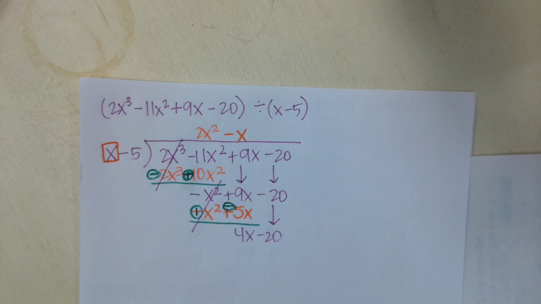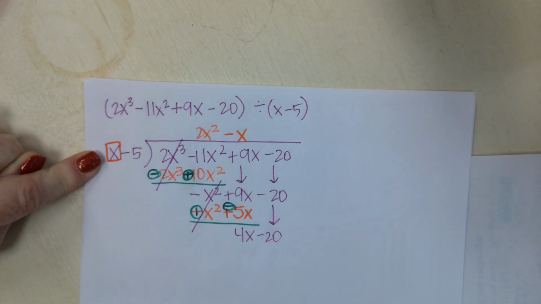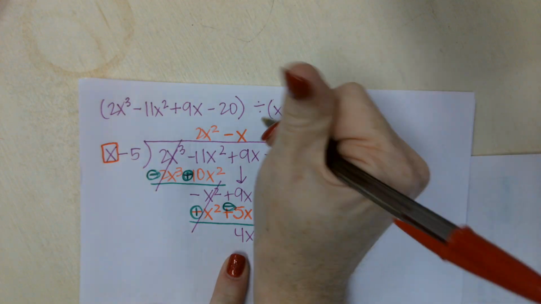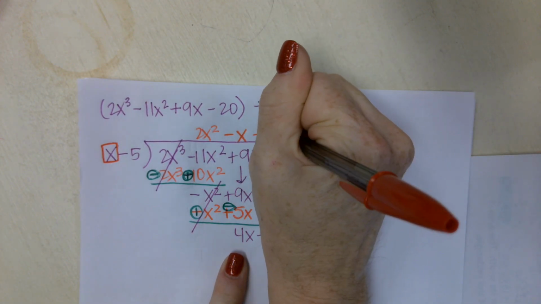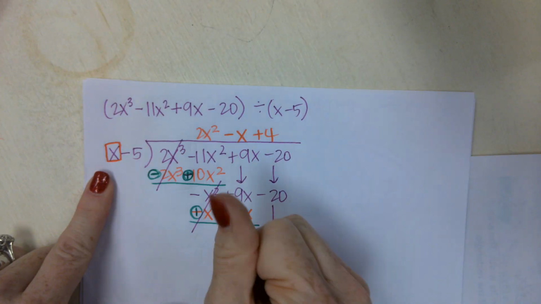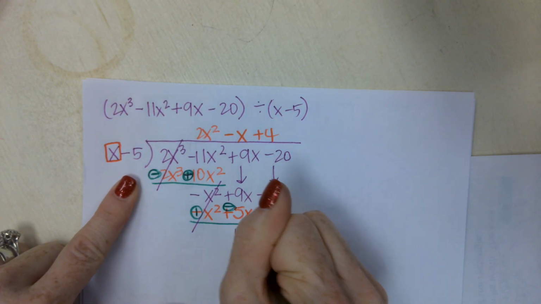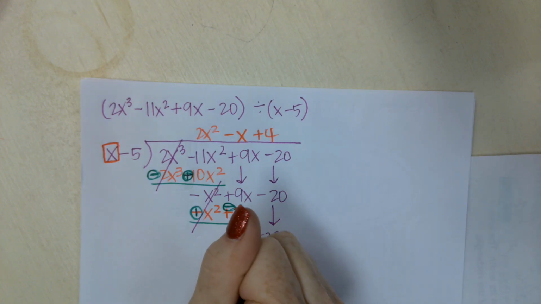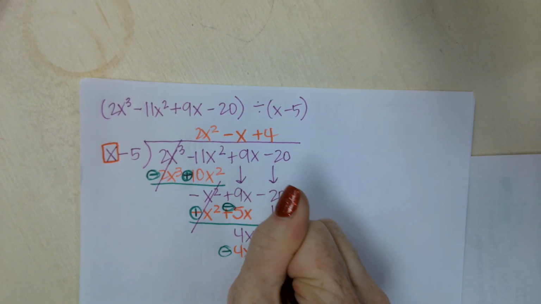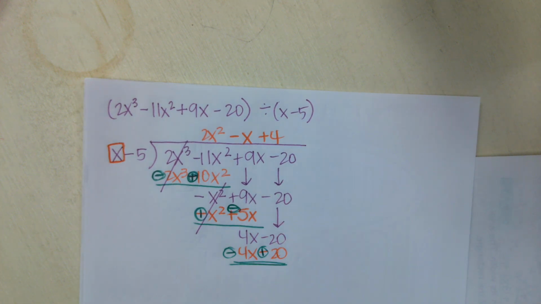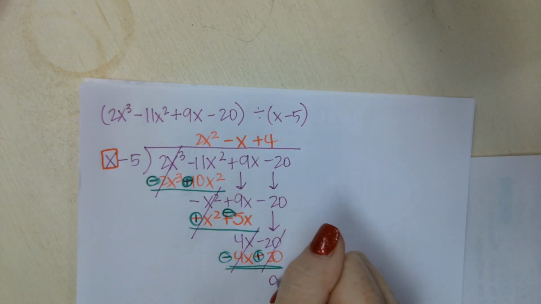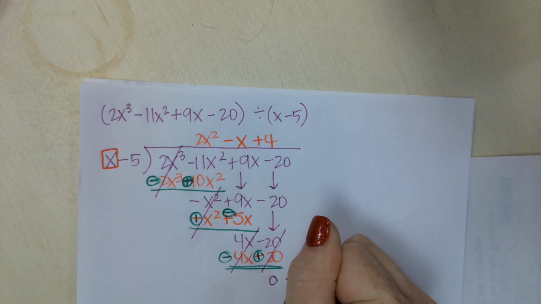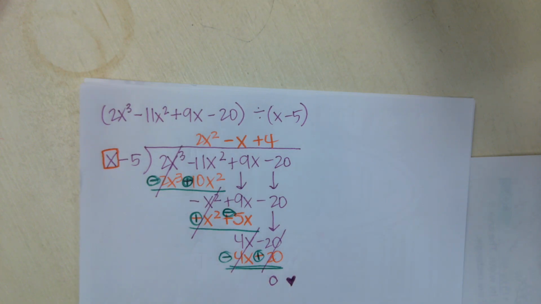All right. What do I multiply by x to give me exactly 4x? Positive 4. This is 4 times x and 4 times negative 5. So I have 4x minus 20. Okay? Now, come through and subtract. What happens to both of those, y'all? They both cancel out. So I have a 0 remainder. And I'm going to put a little heart right here because I love when I get 0 remainders. That makes my job so much easier.